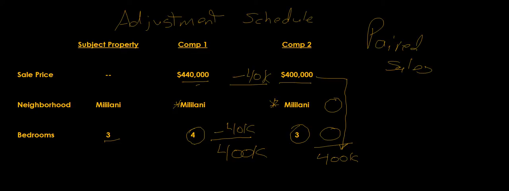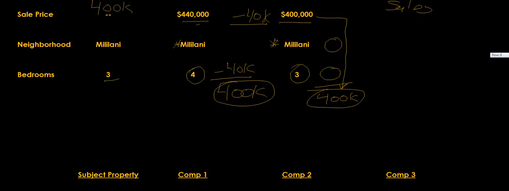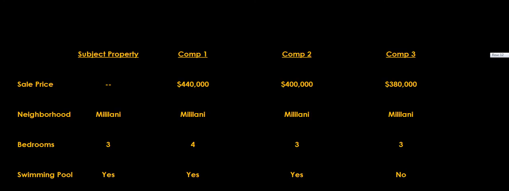So if these were the only two comparables we had and these are the only two things we knew about the sales, we would probably conclude that the value of our subject house was $400,000. We can make this a little trickier if we move down to a little bit more complex adjustment schedule.